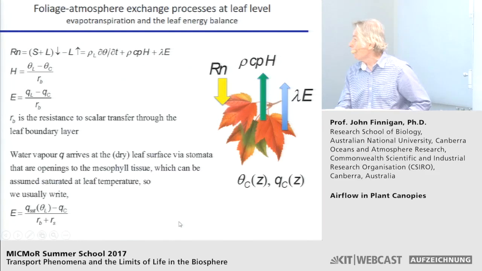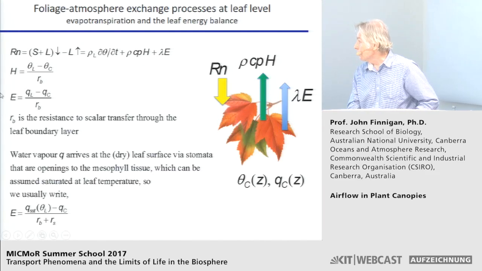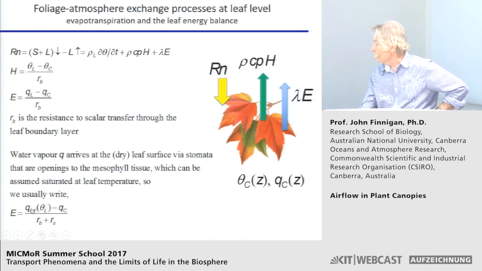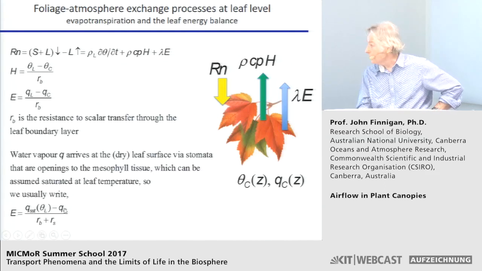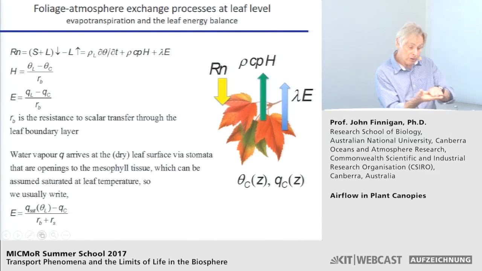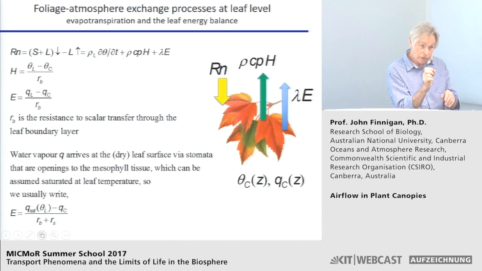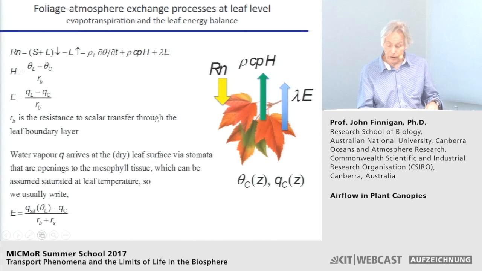So we often combine that statement with that one and write that the evaporation from the leaf is equal to the difference between the saturated vapor pressure at the leaf temperature minus the canopy vapor pressure divided by the sum of the two resistances, one through the leaf boundary layer, and then usually a larger one as the molecules get out through the tiny stomatal pores.